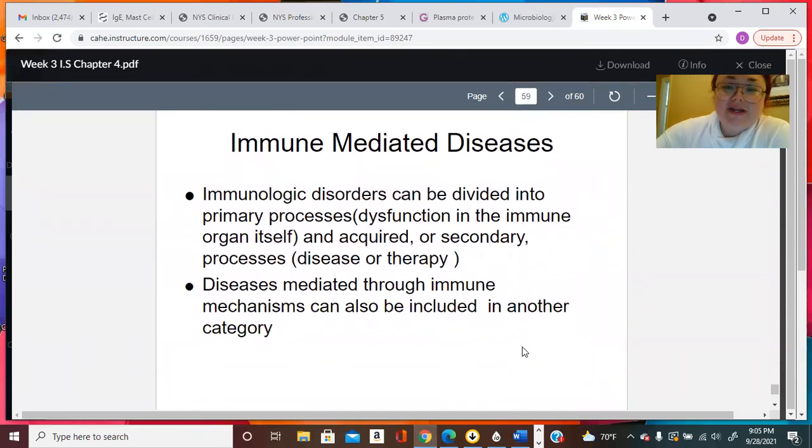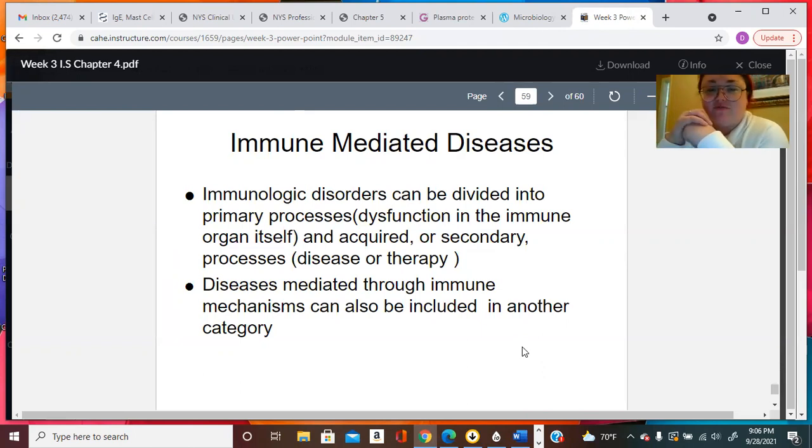Okay, finally, just immune-mediated diseases, which we will get into eventually. Immunological disorders can be divided into primary processes and acquired or secondary processes, all right? Keep in mind that acquired is something that you get that you're not born with. We talked about last class how congenital is something that you are born with. So a dysfunction in the immune organ itself is considered a primary disorder, okay? But in a secondary process, there's going to be some other disease that's happening, maybe not necessarily in the primary organ itself, that's going to affect the primary organ, right?